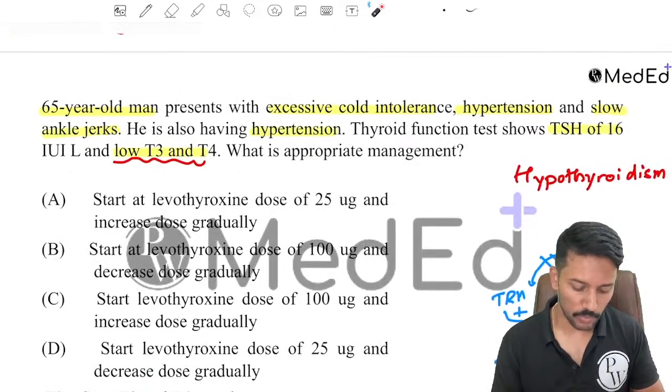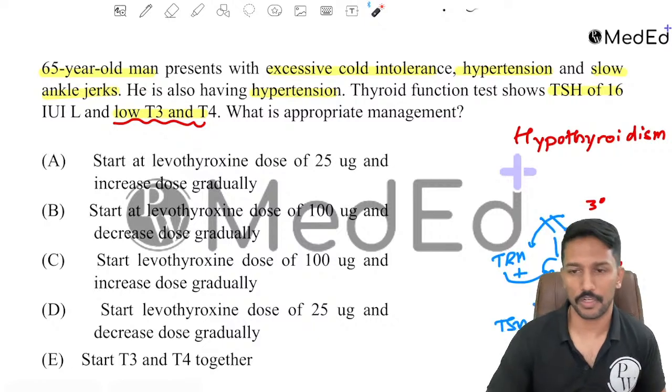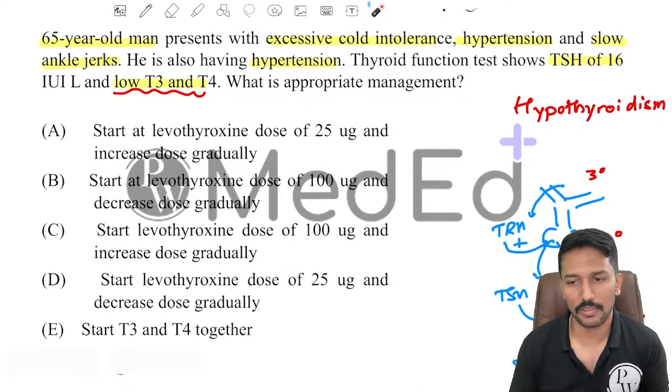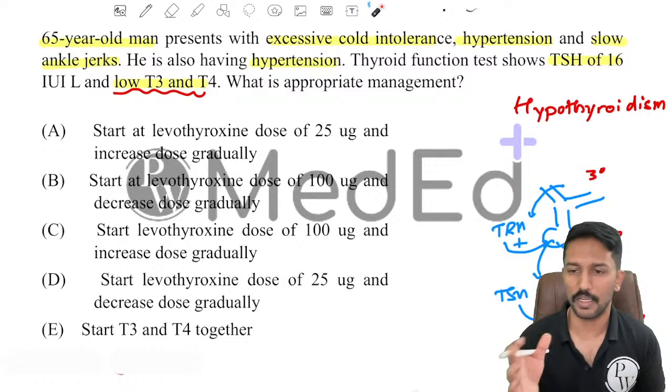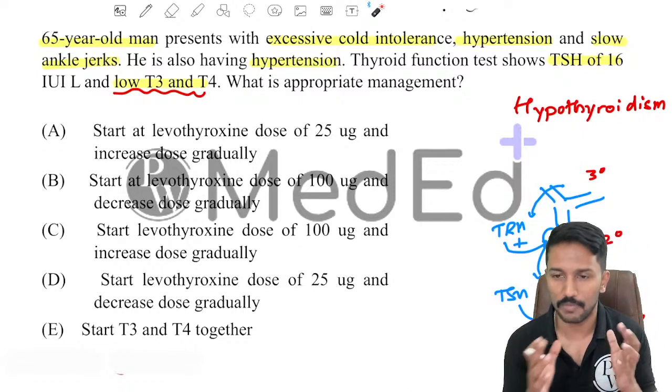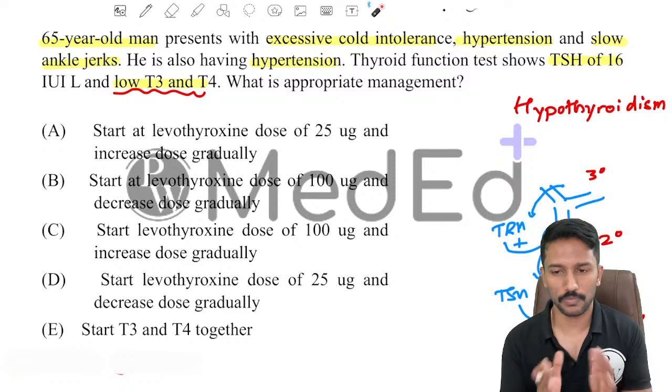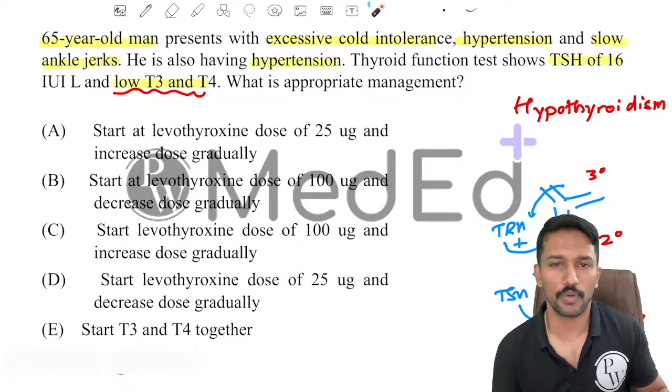Now looking at this profile, what do you think? Is this primary, secondary or tertiary? Please remember one point, tertiary is extremely rare. So until and unless they ask you to identify tertiary, you don't need to think about it. You have to mainly differentiate between primary and secondary. So if I have to choose primary or secondary here, what would be your answer?